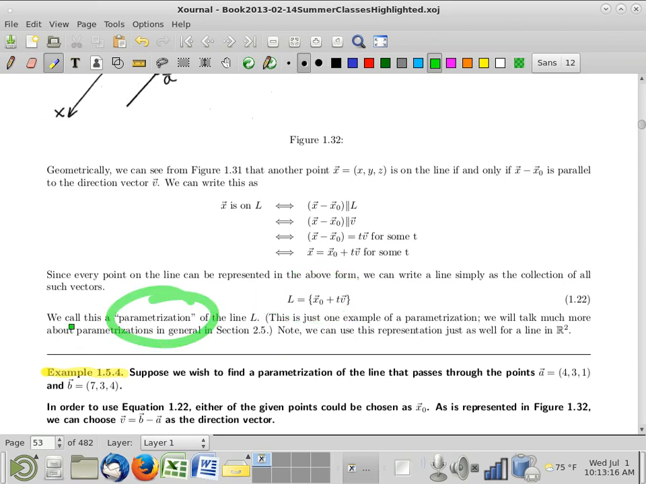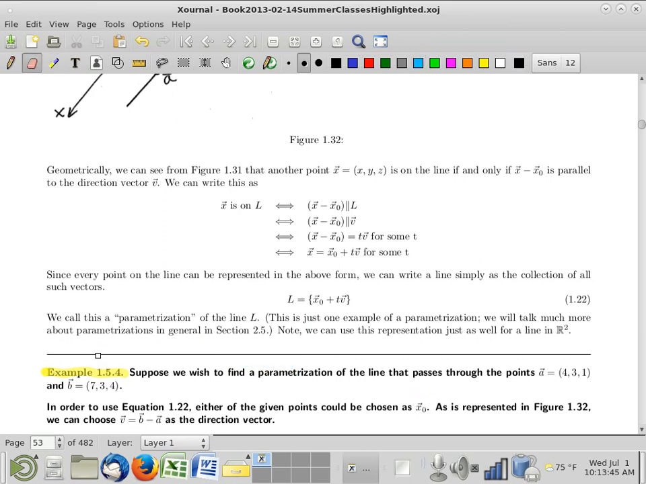The reason we call it a parameterization is because every point on the line is being described in terms of what they call a parameter. The t here is called the parameter for this line. So for every point on the line, there is a corresponding value of t. Okay, we're going to say a lot more about parameterizations in a couple sections in the future.